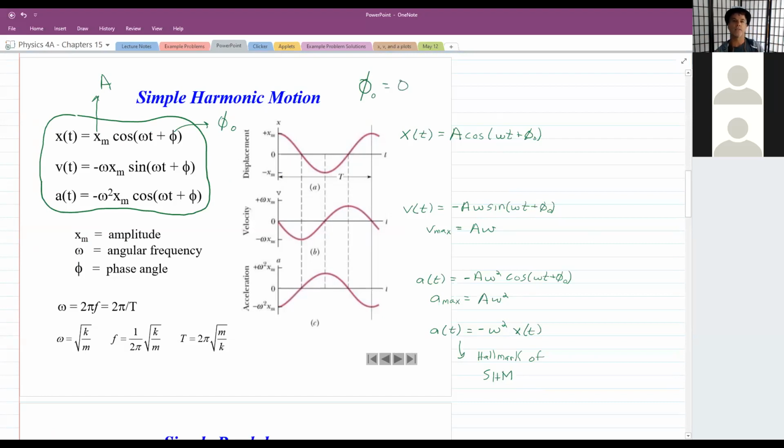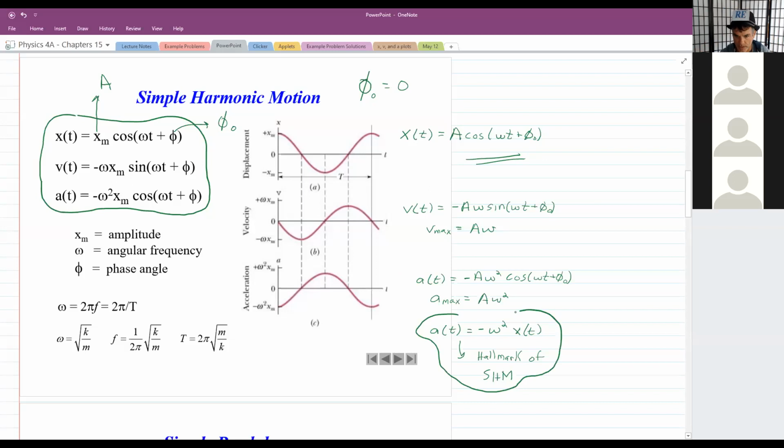So position versus time is just a cosine curve, A cosine of omega t plus phi naught. Velocity versus time, in this case, is a negative sine curve, negative A omega sine of omega t plus phi naught, and acceleration versus time, negative A omega squared cosine of omega t plus phi naught. Again, notice that my acceleration versus time, in essence, is my position versus time flipped upside down times some constant.